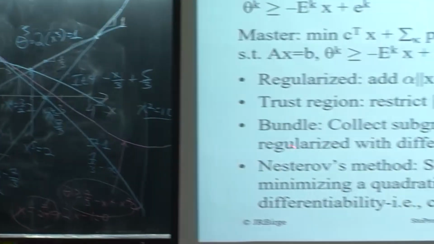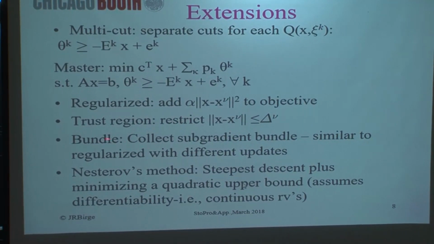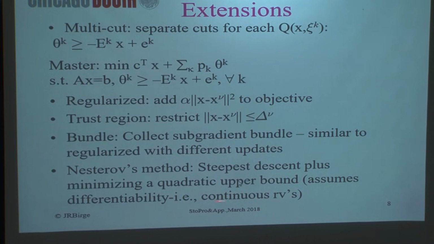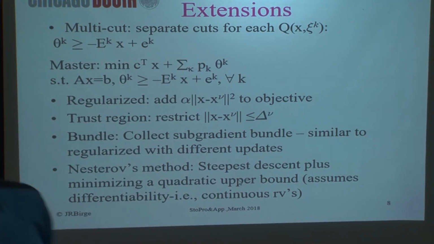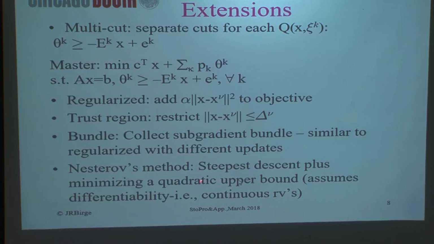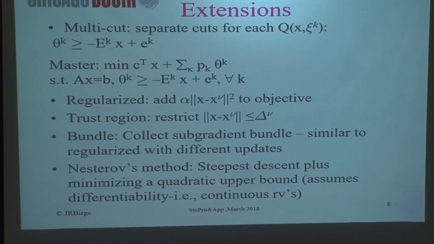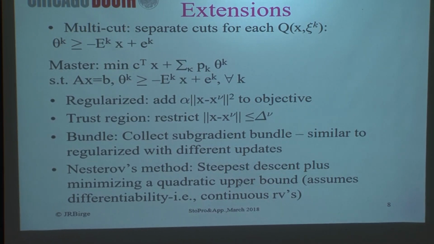There are other things you can do that can make it sometimes go faster. Continuously differentiable. So if it's really quadratic because you have continuous random variables, then Nesterov has a method which is similar to this method in that it adds on a quadratic term. He adds on a quadratic term that guarantees an upper bound and actually can be shown to converge faster. Okay, so these are extensions that can lead to faster convergence.